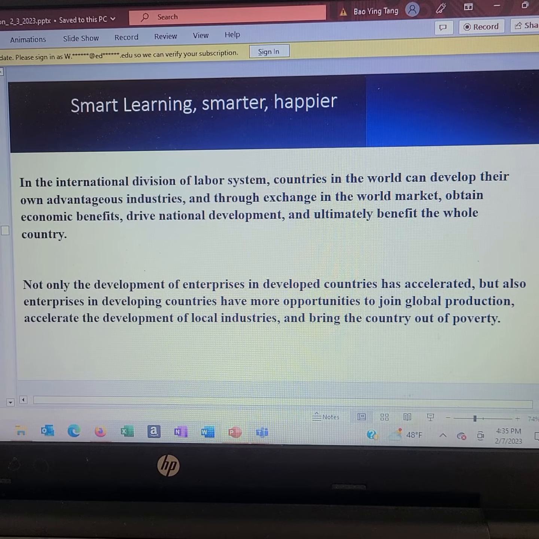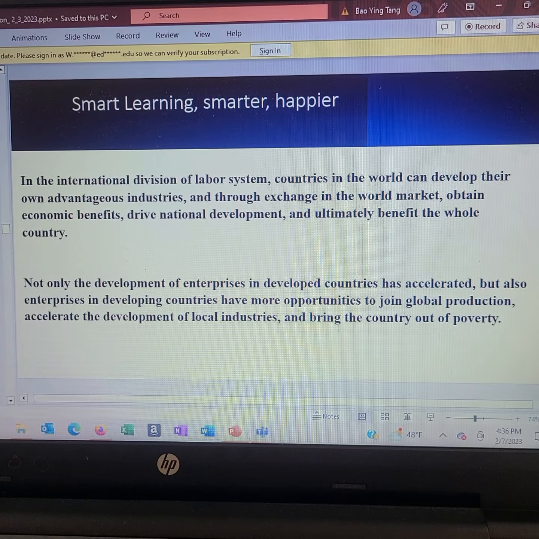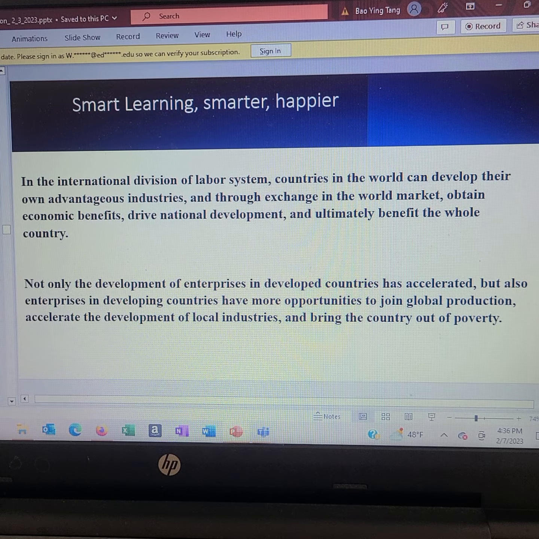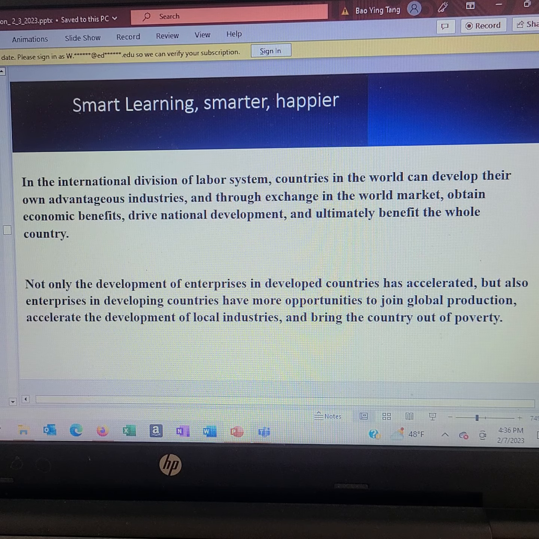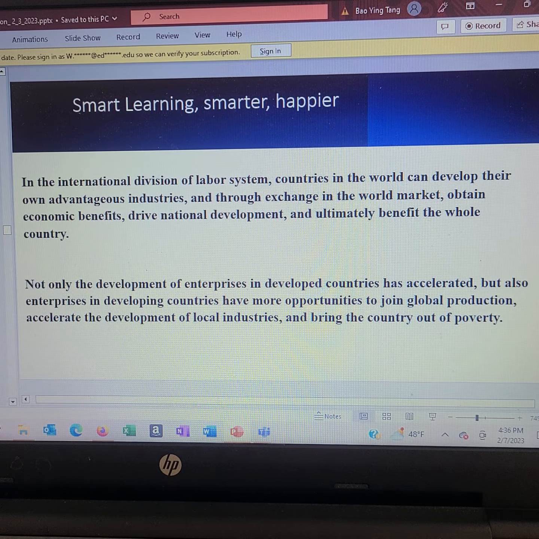In the international division of labor system, countries in the world can develop their own advantageous industries and, through exchange in the world market, obtain economic benefits, drive national development, and ultimately benefit the whole country. Not only has the development of enterprises in developed countries accelerated, but enterprises in developing countries also have more opportunities to join global production, accelerate the development of local industries, and bring the country out of poverty.